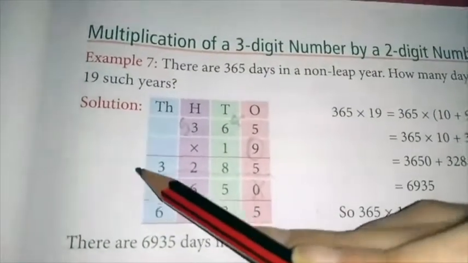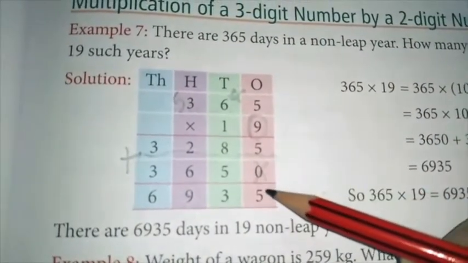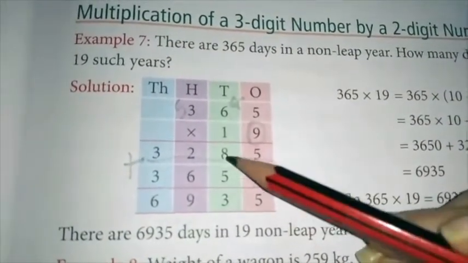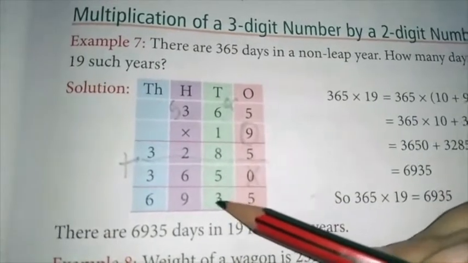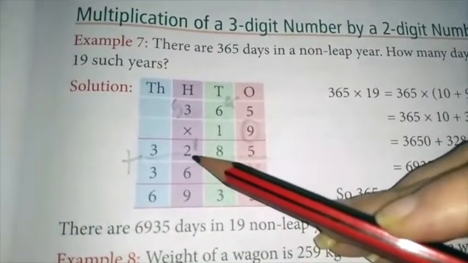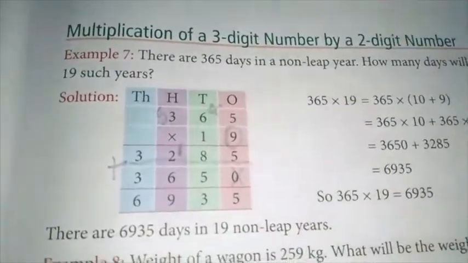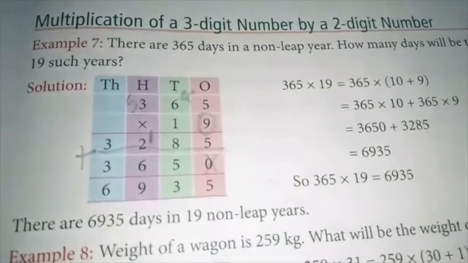Now what you do, you add. You write 5 plus 0 is 5. 8 plus 5 is 13. You write 3 and 1 is carried here. 6 plus 2 is 8 plus 1 is 9, and 3 plus 3 is 6. Now this is the multiplication of a 3-digit number by a 2-digit number.